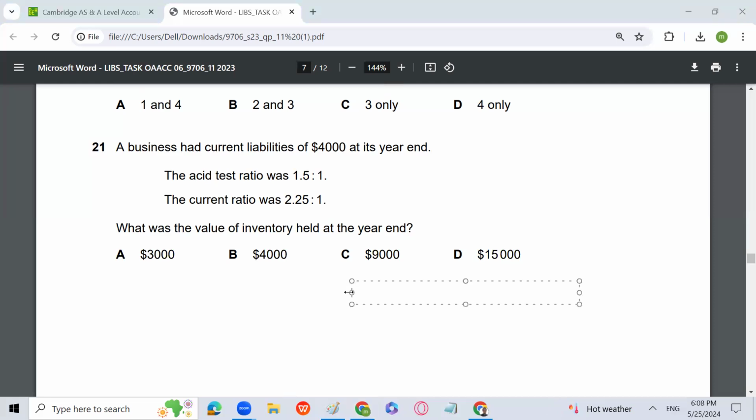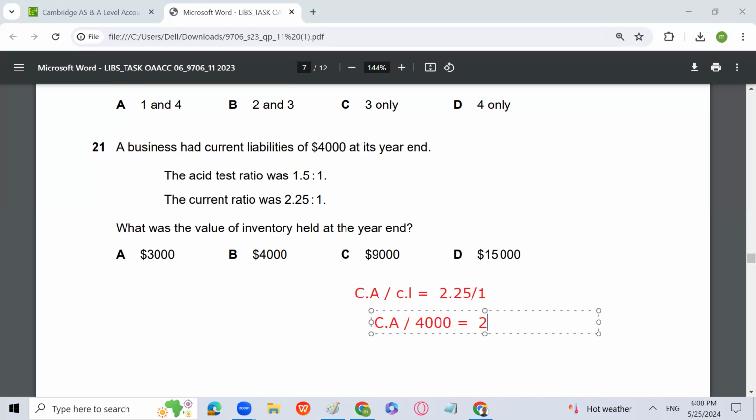So what you will do: the current ratio formula is current assets divided by current liabilities, and that is 2.25 over 1. Current liabilities are given in the question, 4,000. So 4,000 multiplied by 2.5, so current assets are going to be 10,000. 4,000 into 2.5, that is 10,000.